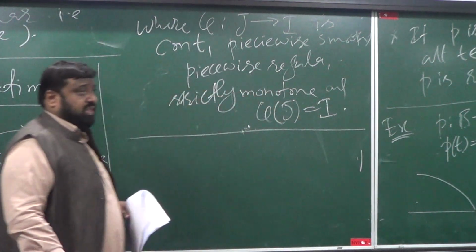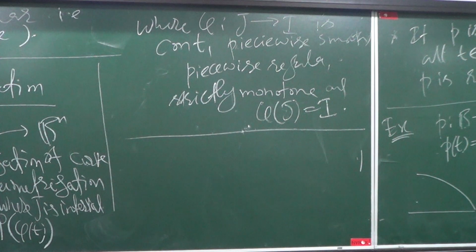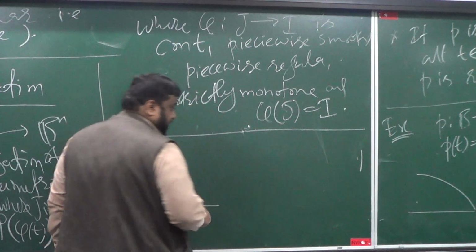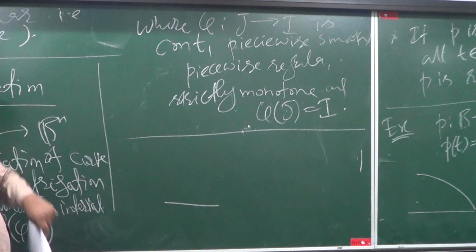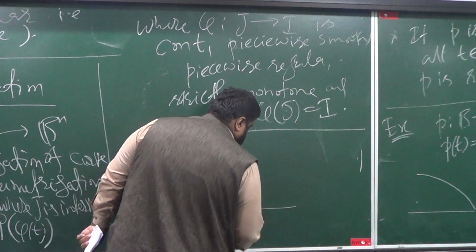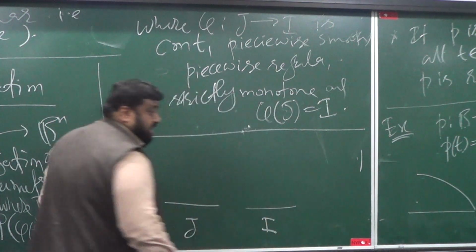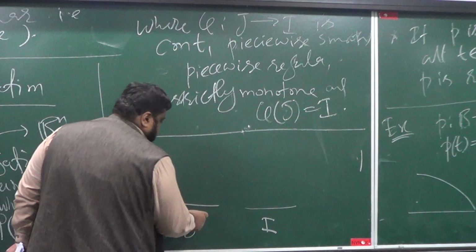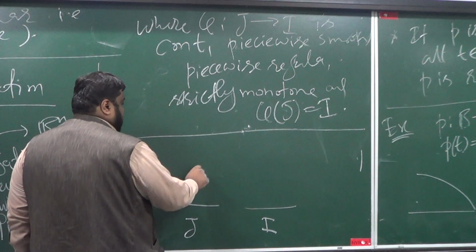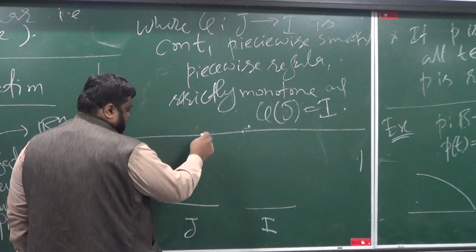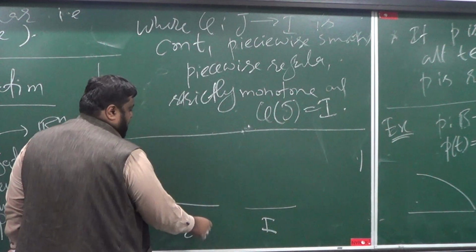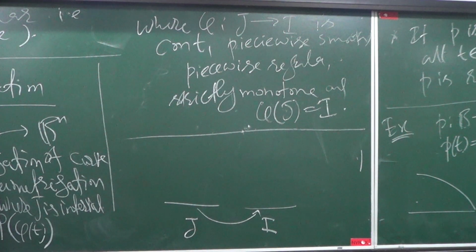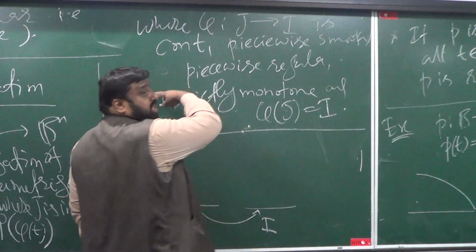You have any parameterization of the curve. So let's make a picture of it. Imagine I have an interval J, and I have another interval I. That's an interval J, and that's an interval I. Phi is a map that takes me from J to I. And I is the domain of the P.